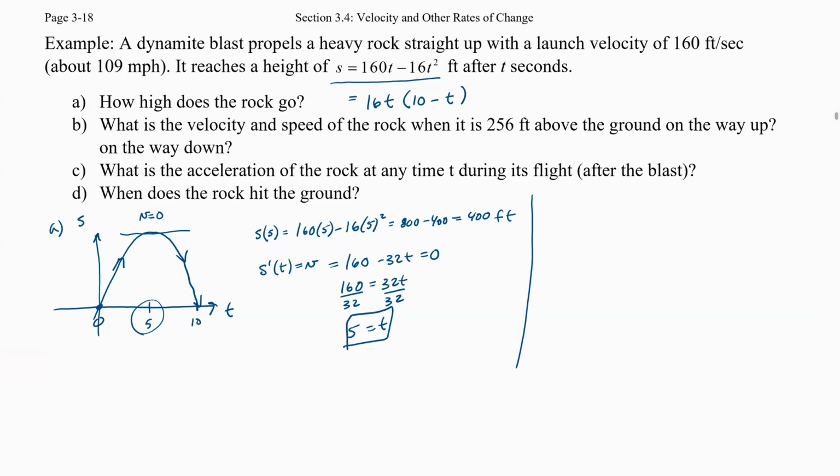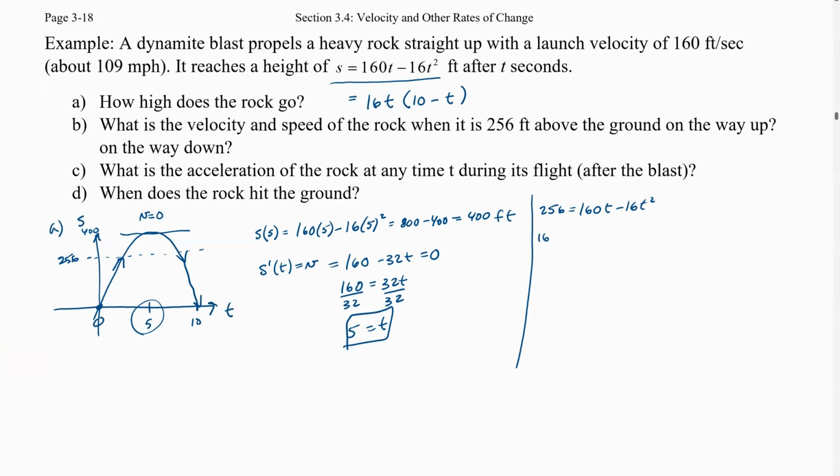What is the velocity and the speed when the rock is 256 feet above the ground on the way up? Okay. So we know that this is 400 feet, its apex, and then somewhere along here, it's 256 feet on the way up. Okay, well, let me see, when does that happen? When is the position 256 going to happen? Minus 16t squared. That looks like I'm going to have to solve that algebraically.